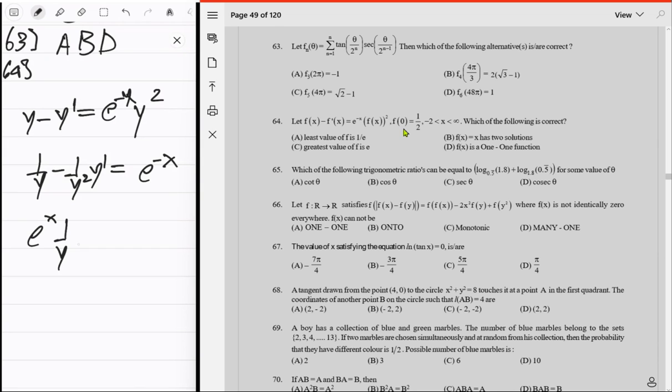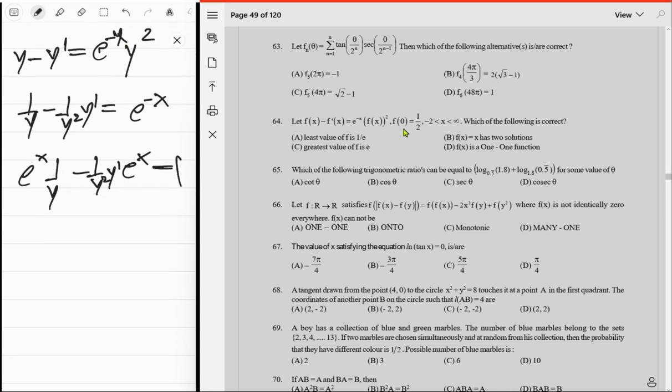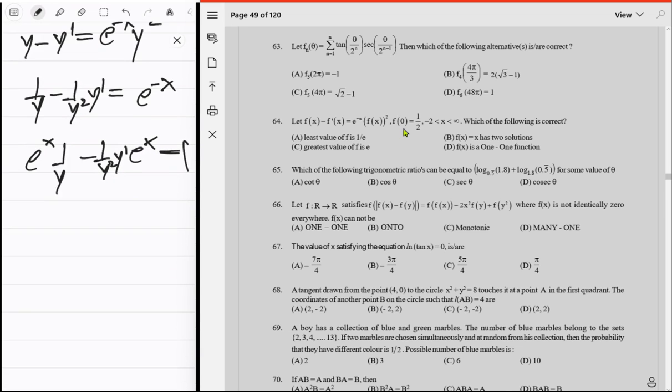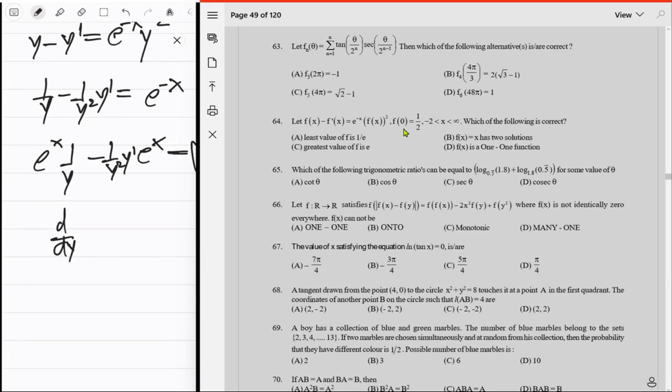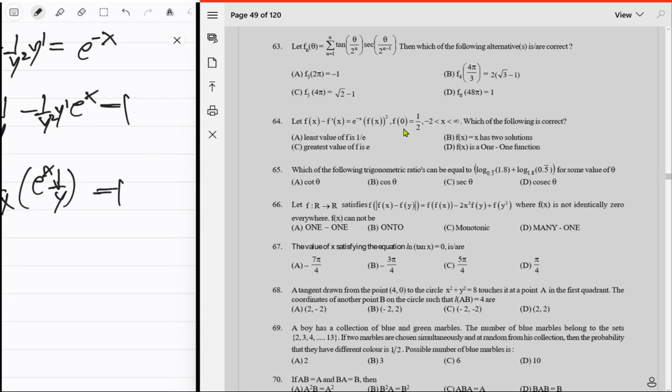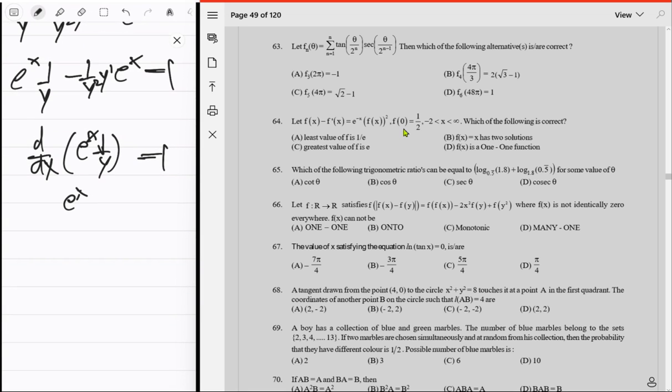e power x times 1 upon y plus e power x, sorry, negative 1 upon y square y dash times e power x is equal to 1, right? I guess that works. It's the derivative of what? This is just the derivative of e power x times 1 upon y. That is equal to 1, meaning e power x upon y is equal to x plus some constant. So y is equal to e power x upon x plus some constant.